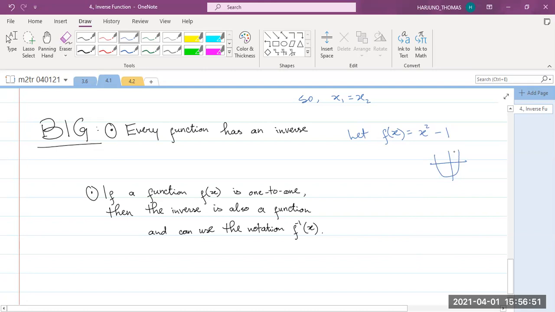But can we find the inverse? Yes. This function is equivalent to y equals x squared minus 1. The inverse of that function is x equals y squared minus 1. You switch the x and the y. X becomes y, y becomes x. That's it. You got the inverse.